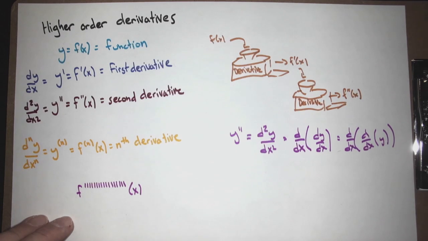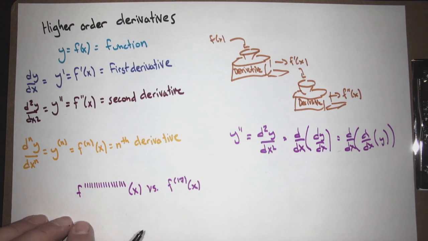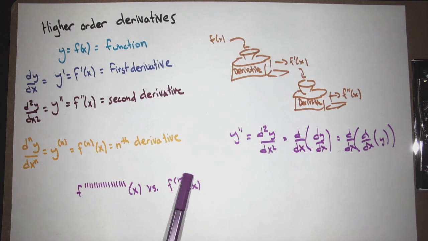Versus the 17th derivative. After a while, which one do you think is more convenient to work with? Once you start getting to higher order derivatives, it's much easier to use this notation. So then you don't have to start counting the number of primes. And usually sometime around the second or third derivative, we say, okay, let's just use this other notation. I hope there's actually 17 there, I think.